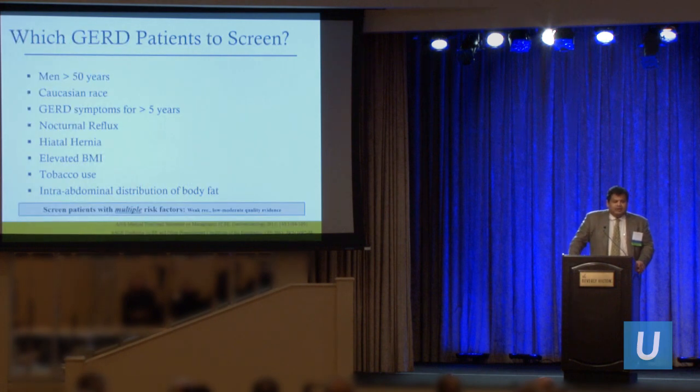So who should you screen? Well, the usual things are men over age 50. We know that men are 80% of patients with Barrett's. Caucasian race, 80% are Caucasian, so about 64% of patients with Barrett's are Caucasian males. Long-standing reflux symptoms, more than 5 years, nocturnal reflux, hiatal hernia, elevated BMI, tobacco, intra-abdominal distribution of body fat. And again, the more factors you have, the better the indication, but these are essentially weak recommendations based on low to moderate quality evidence.